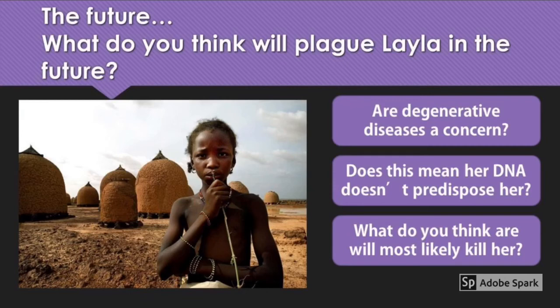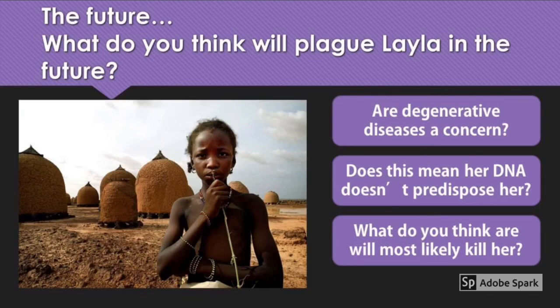Because we're looking at diseases like high blood pressure and diabetes, all these diseases take a significant amount of time before they get a foothold on your health. So degenerative diseases are probably not her concerns. Okay, does it mean that we always hear about, oh, you have a family that has cancer history? Okay, it's in your DNA. Does it mean that her DNA doesn't predispose her to these degenerative diseases?